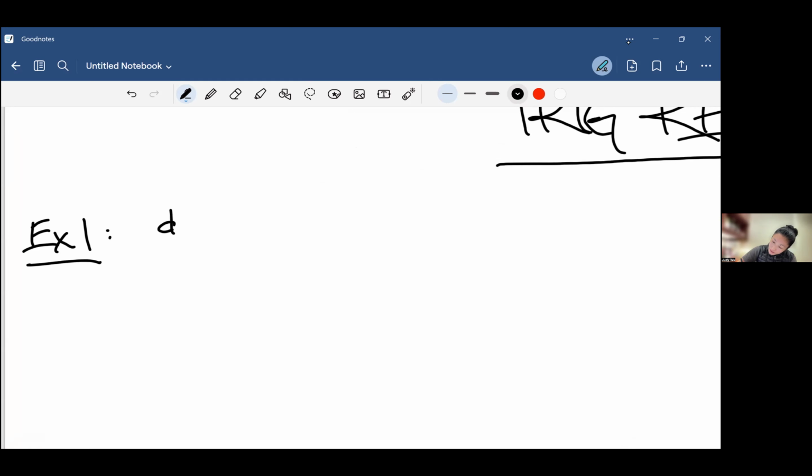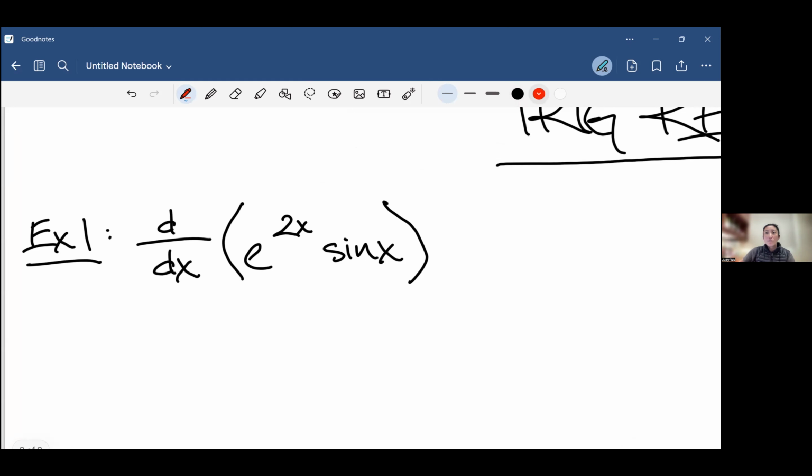Let's find the derivative of e to the 2x sine x. Okay. So as you start questions, I really encourage you to think strategy first. Like, what rules are you going to use instead of just starting to write? Okay. So when I look at this problem, I notice first of all that I'm taking a derivative. And we know quite a few rules for derivatives, right? We know our power rule, we know our product rule, our quotient rule, chain rule, all these rules.